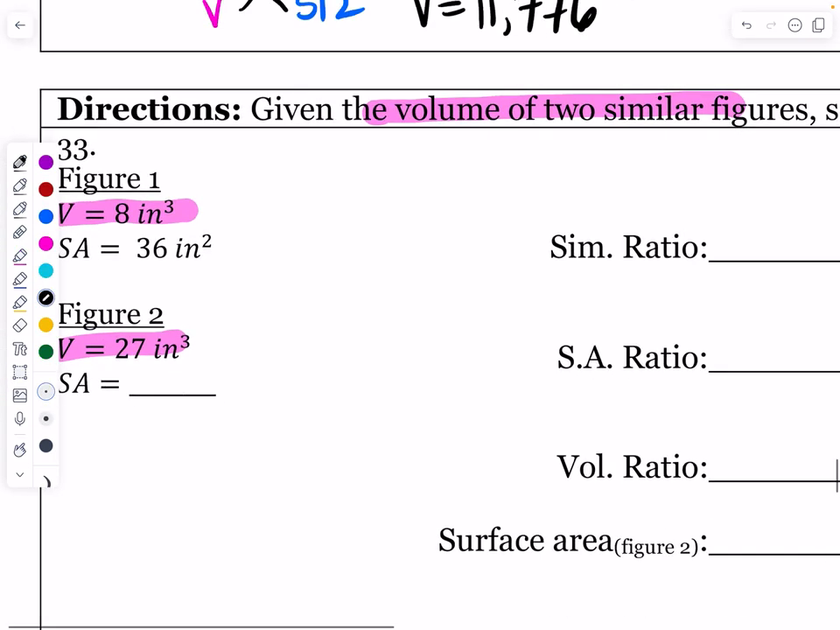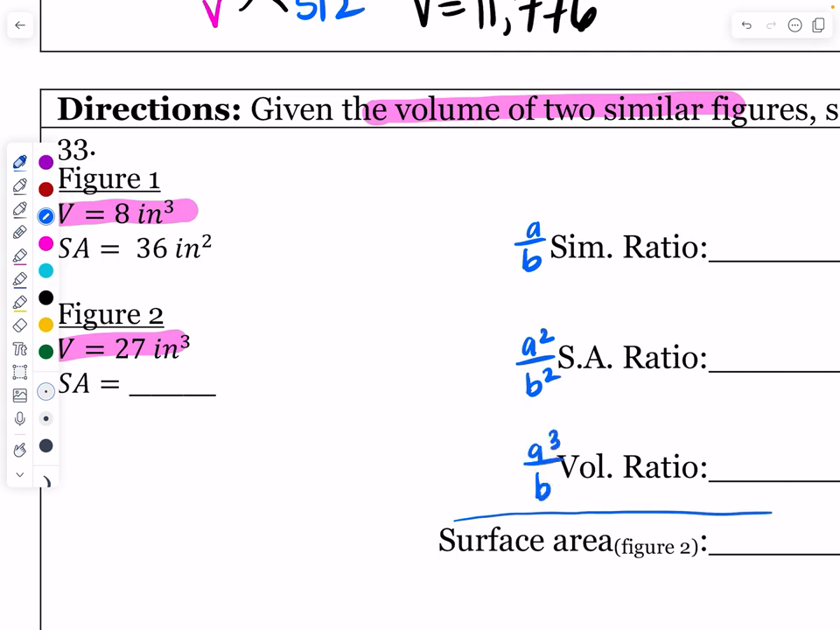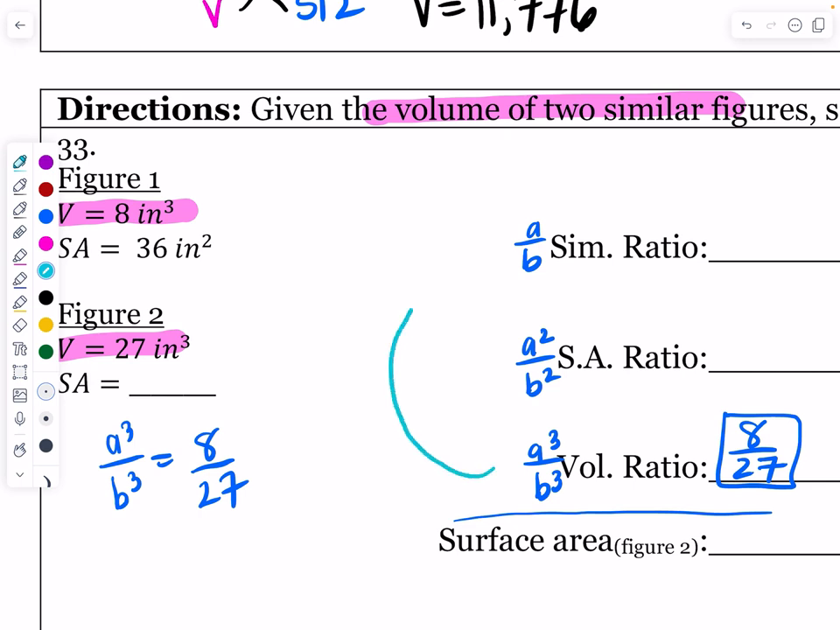in order to find my ratios first. So again, same thing at the beginning: A over B, A squared over B squared, A cubed over B cubed. That is A cubed over B cubed information because it's volume. That is 8 over 27, which is fully reduced. So I get to put that right here.